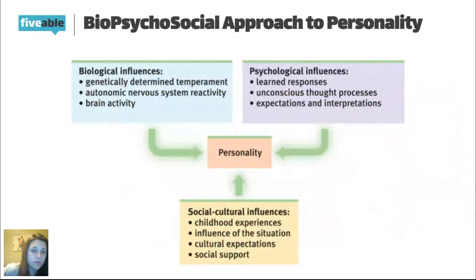So the biological influences, like Eysenck saw, is that there's different brain activity, and we know that there's heritability and genetics involved in personality development. But that's only one prong. That doesn't explain everyone's personality. So we also have to look at the psychological influences, the learned responses, the unconscious, that's the Freud part, and then expectations and interpretations. And then that still doesn't give us a complete or holistic picture. So to truly understand someone's personality, we also have to consider cultural expectations, childhood experiences, social supports, and things like that.